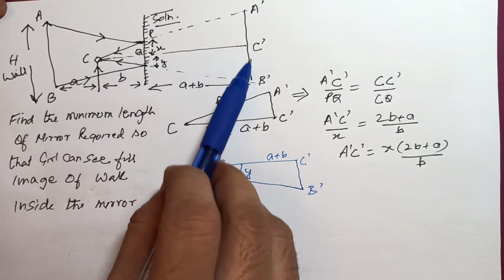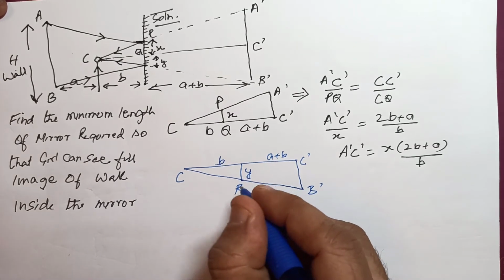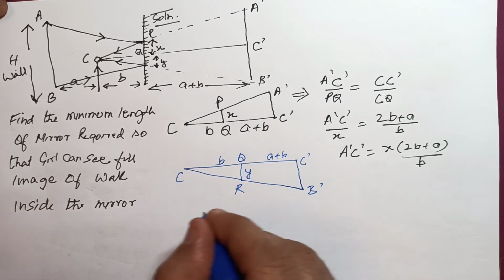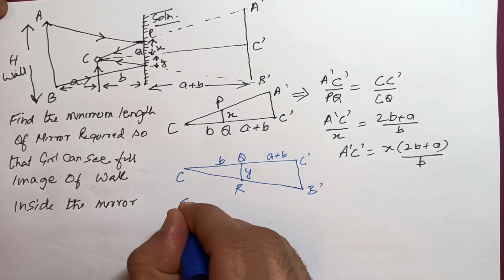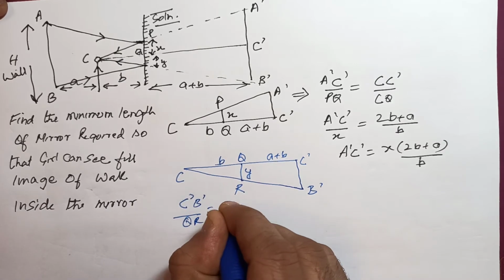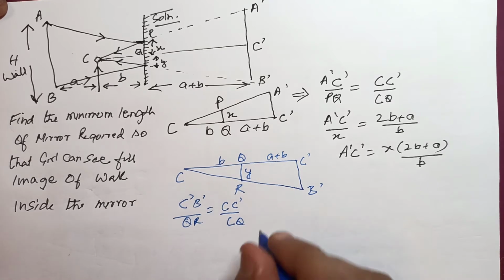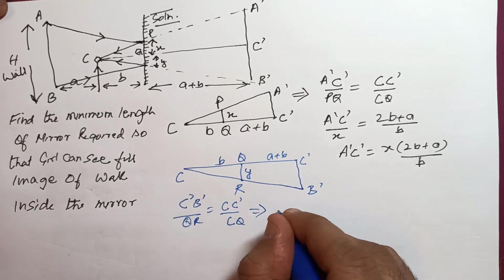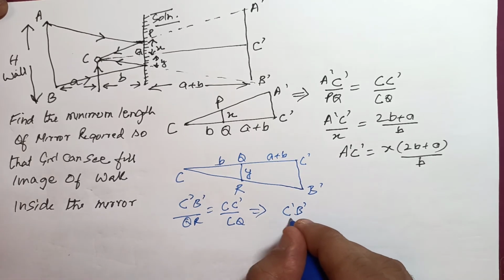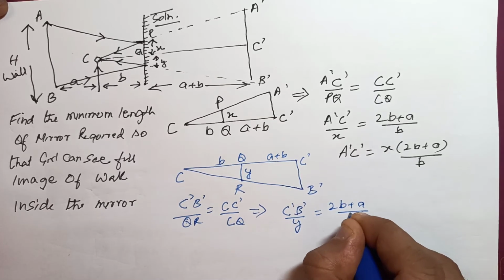Just check it out with this same thing. And this is r, let's say, and this is q. Okay, now in this I can say c dash b dash by qr is equal to cc dash by cq, or I can make it c dash b dash by y is equal to 2b plus a by b.